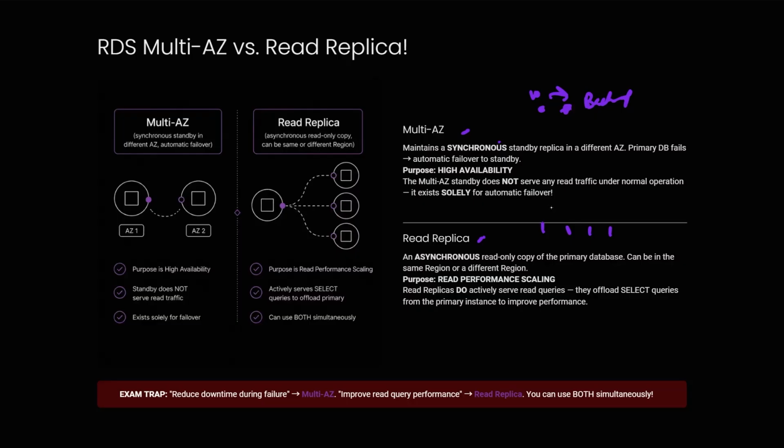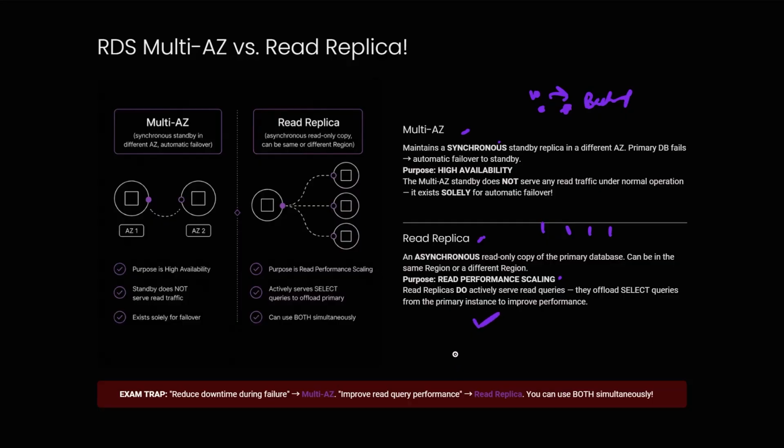Remember this, read replicas are strictly for read performance. If AWS asks you how to survive a failure, pick Multi-AZ. And if they ask how to speed up a database crushed by read traffic, pick read replica.